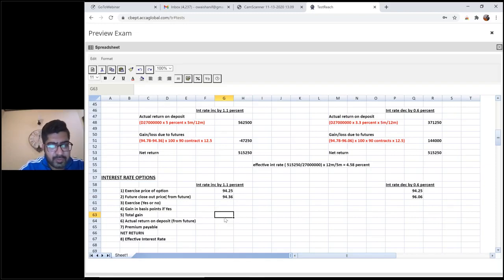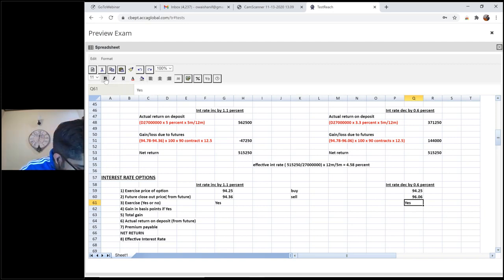Exercise yes or no. You just have to write yes or no here. So what is the strategy? Buy now, sell later, or sell now, buy later? The strategy is buy now, sell later. So see, buy at 94.25, sell at 94.36. Is it a yes? Yes. In the right side case, buy at 94.25 and sell at 96.06. Yes. That's the strategy, buy now, sell later. Again, yes.